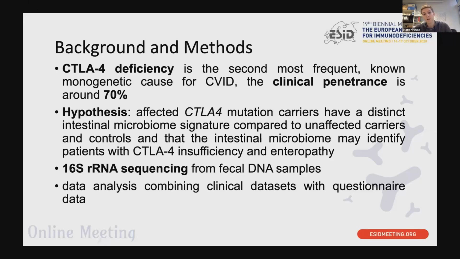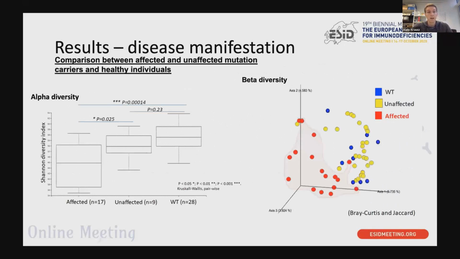control samples. We did fecal DNA extraction and performed standard Illumina MiSeq sequencing of the 16S ribosomal RNA sequence. We combined the sequencing data with clinical data sets and a deep questionnaire about lifestyle, eating habits, and self-assessment of the disease.